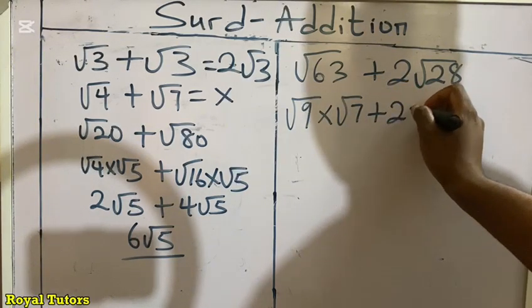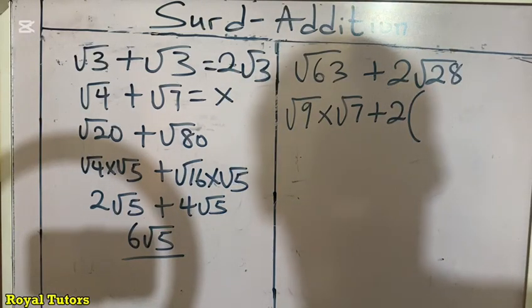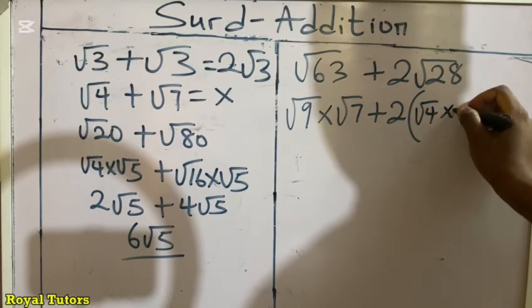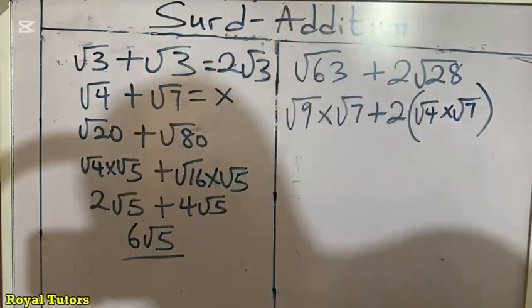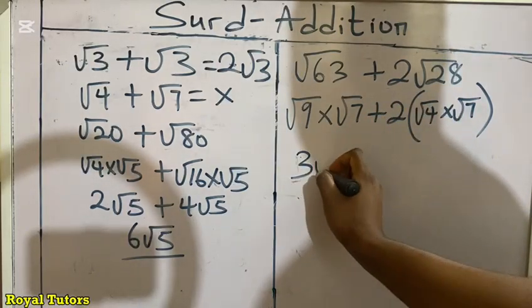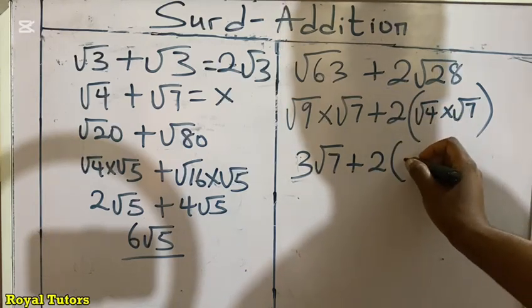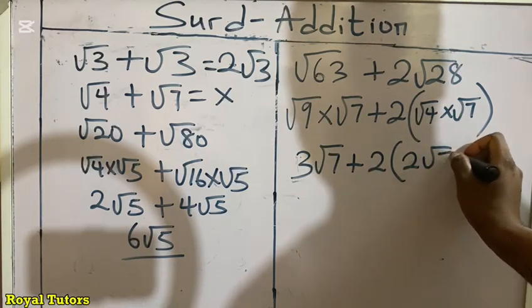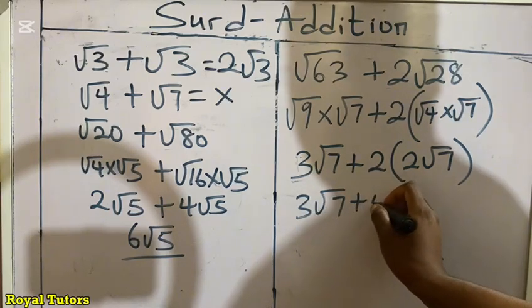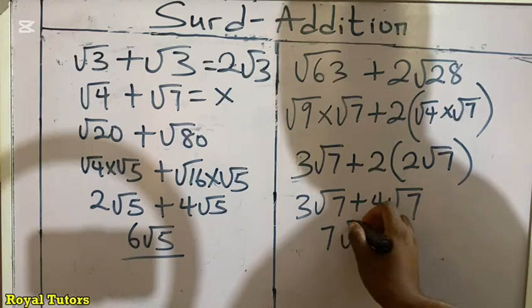Plus 2, open bracket, the same pattern. The highest squared number that is divisible by 28 will give you root 4 multiplied by root 7 as well. So you close the bracket. At this point, this will give you 3 root 7 plus 2 into bracket, root 4 will be 2 root 7. So if you open the bracket, you have 3 root 7 plus 4 root 7. And your final answer will be 7 root 7.